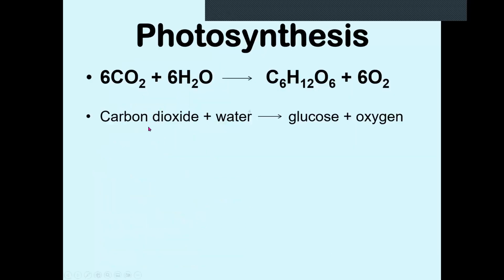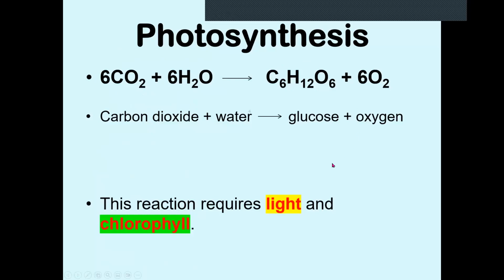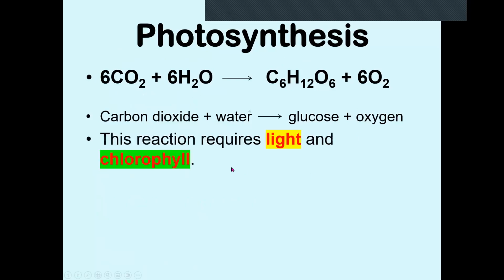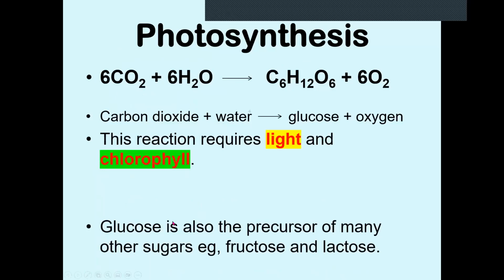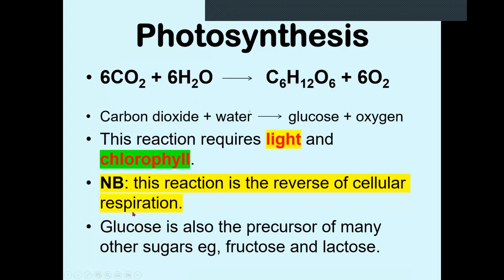Now look at this. Photosynthesis uses carbon dioxide and water. It produces glucose and oxygen. And this requires light and chlorophyll, which is the green pigment. So this reaction is the reverse of the cellular one. Okay, so before, for cellular respiration, we used glucose and oxygen, and it went the other way. We produce carbon dioxide and water. So one's the reverse of the other.